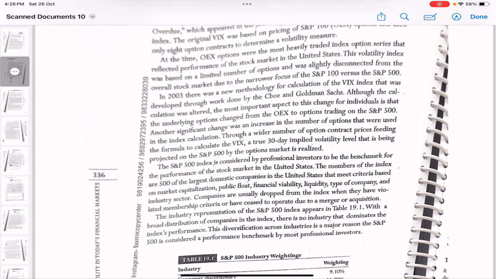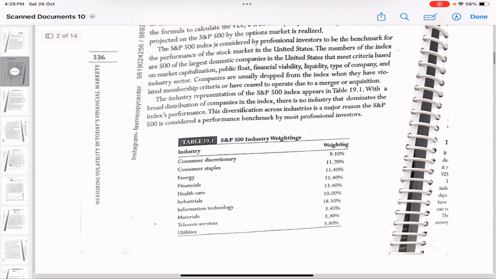Another significant change was an increase in the number of options that were used in the index calculation. Through a wider number of option contract prices feeding the formula to calculate the VIX, the true 30-day implied volatility level that is being projected on the S&P 500 by the option markets is realized.